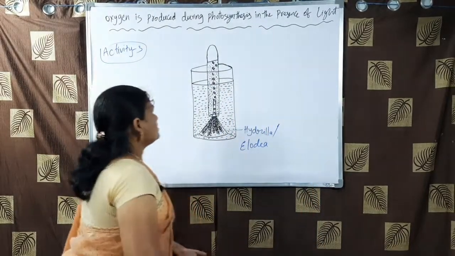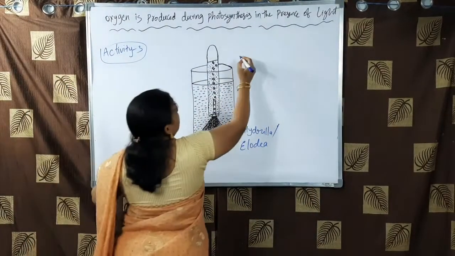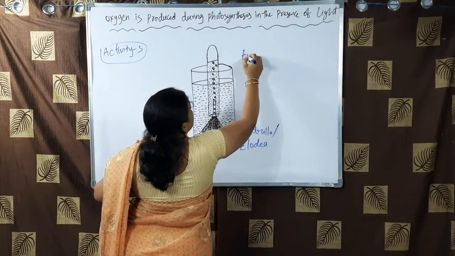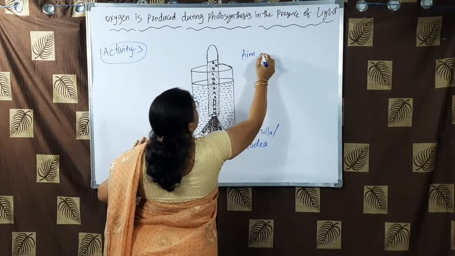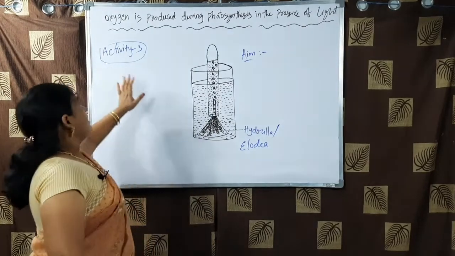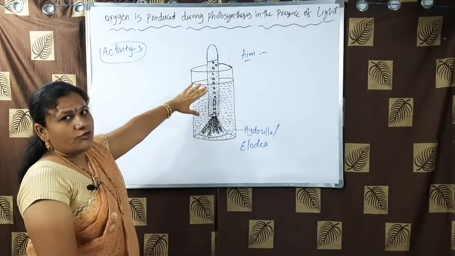So let us see the format. What is the format to present this answer? That is, what is the aim? The aim is: oxygen is produced during photosynthesis.